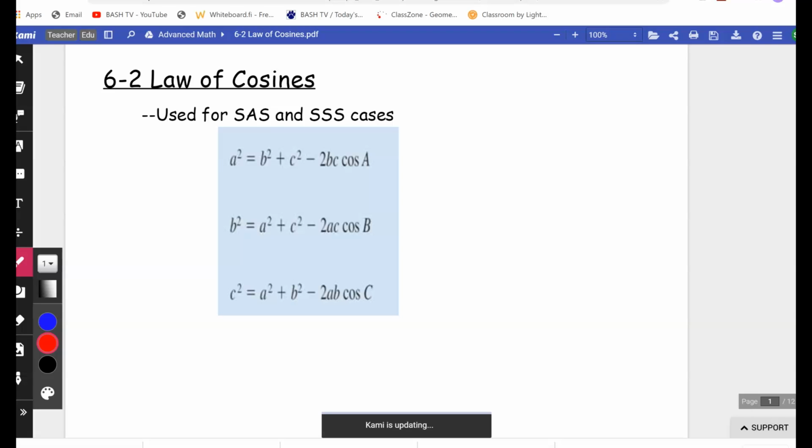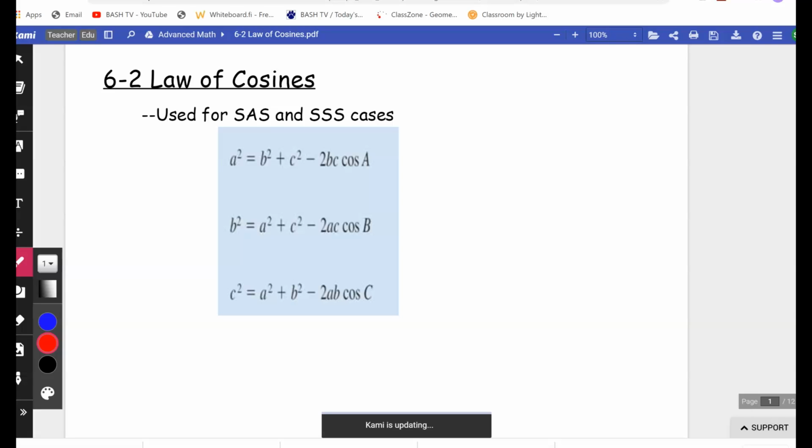I'm going to do this a little bit differently with this part of this section with law of cosines. This is a pretty easy one. I call this kind of plug and chug, in terms of, you're given a problem and you just plug it into the equation and chug along and get your answers. Okay? As you can see here, we have the law of cosines that's used for certain cases. It's SAS and SSS cases.